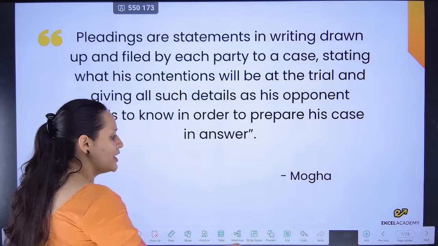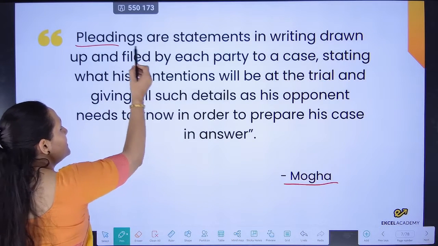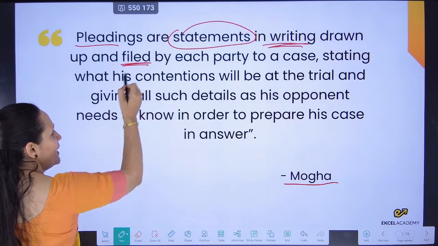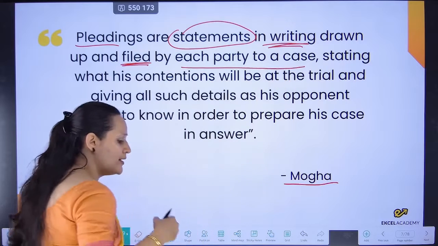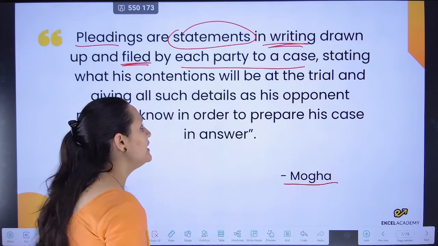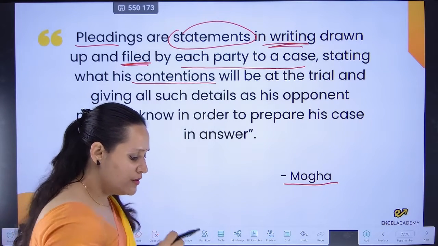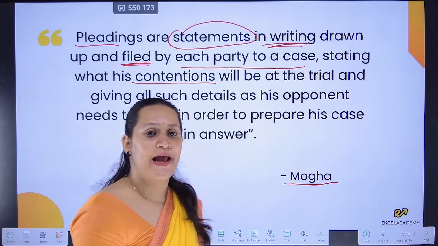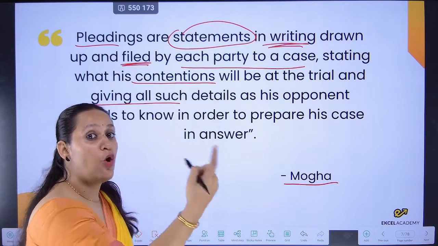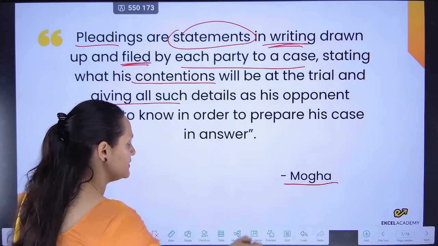Going next to the actual definition that has been provided for pleadings by Mogha, they say pleadings are statements in writing, drawn up and filed by each party to the case, whether you are the plaintiff or the respondent. Both parties have to submit their pleadings before the court, stating their contentions and what facts they are going to claim before the courts of law, giving all the details as may be necessary so that the opponent gets to know what you are going to say, so that he can prepare his case on that basis.